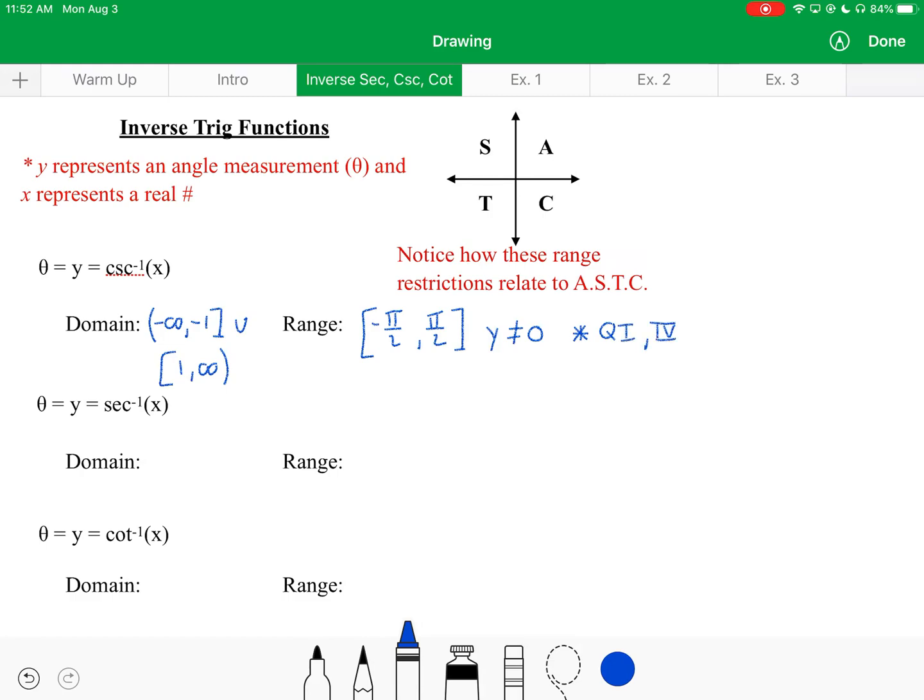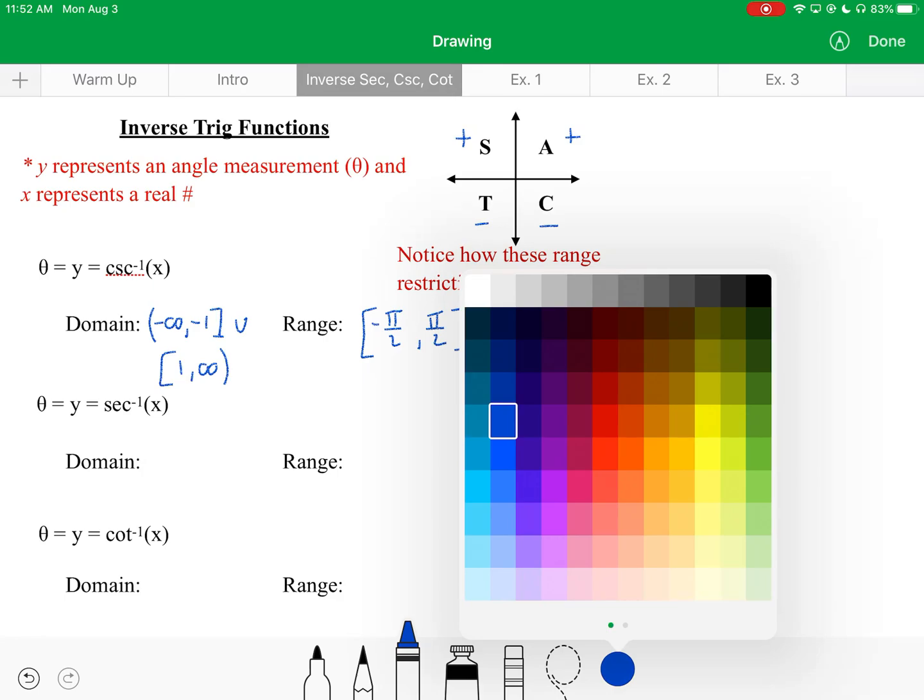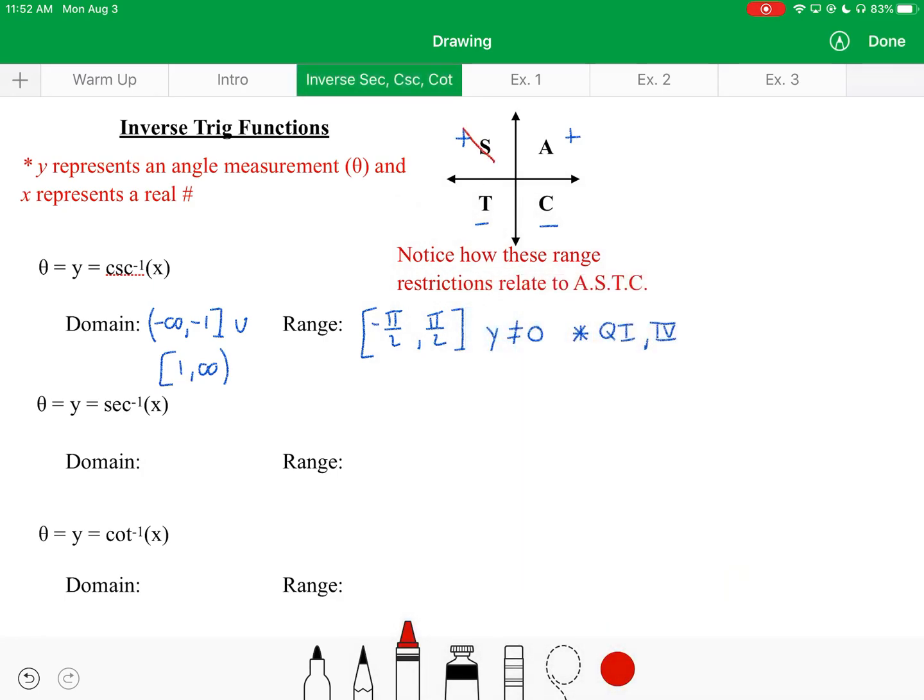So think about this in terms of positive and negative quadrants. Cosecant's positive in quadrant 1. It's also positive in quadrant 2. It's negative in quadrants 3 and 4. So this range restriction says we're eliminating angles in quadrants 2 and 3, thus keeping quadrant 1 where we're positive, and then quadrant 4 where we're negative.